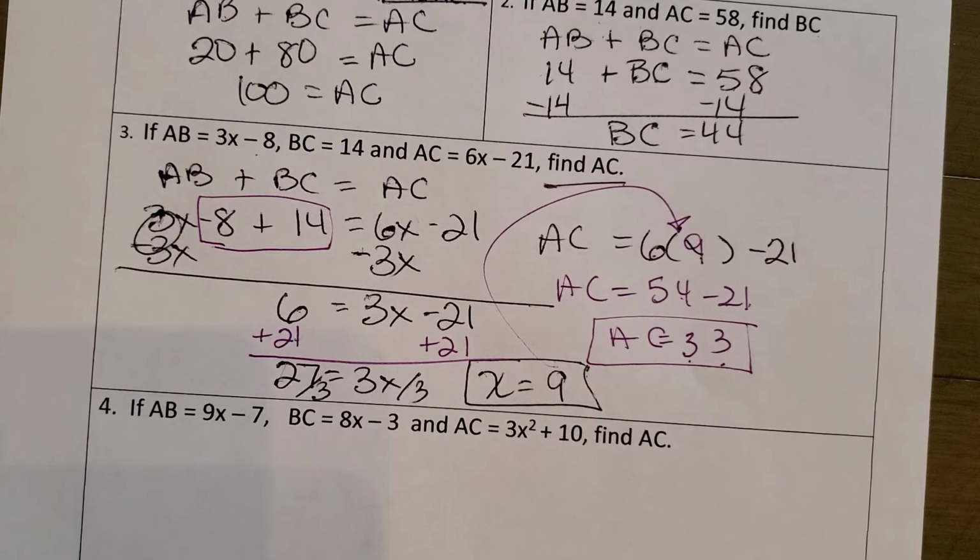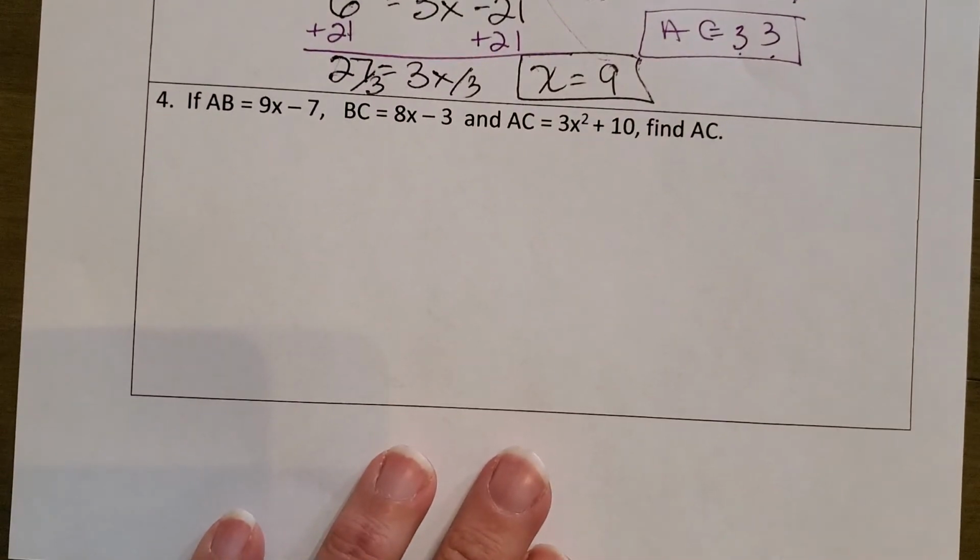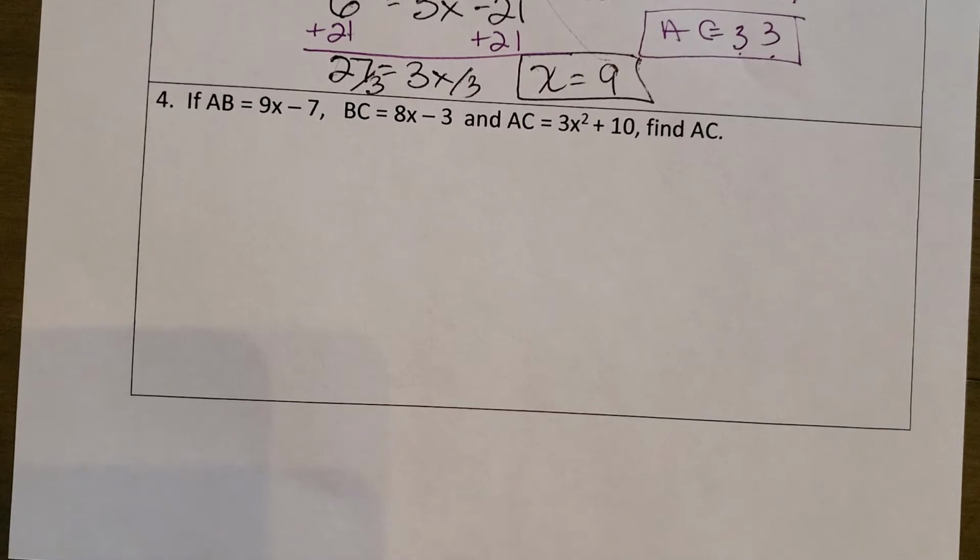So that's how to use the segment addition postulate to solve a linear equation. Now we're going to do it to solve a quadratic equation. And remember, that's a little different. We're going to solve this quadratic equation. We're going to simplify it, get everything on one side, and then we're going to solve using factoring.